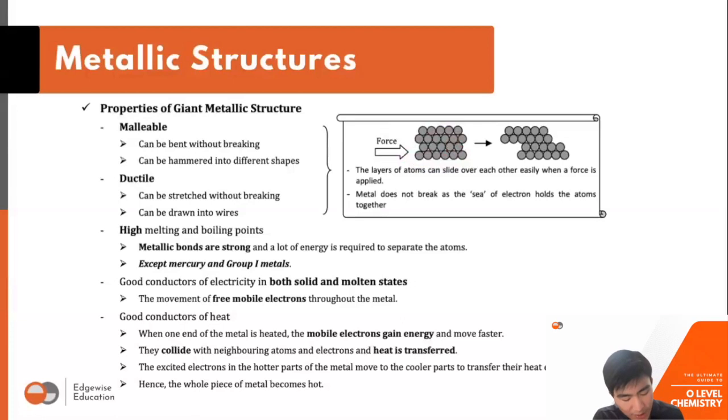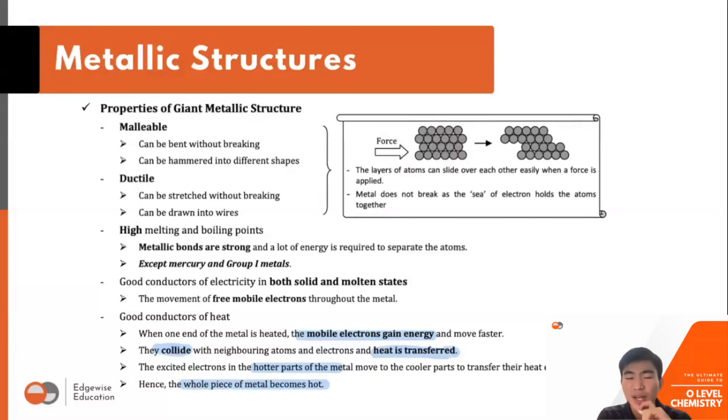Okay? Now, they are good conductors of heat. Why? Because they have a lot of mobile electrons. What happens is that these electrons are going to bump into each other. When they bump into each other, they will transfer heat energy, right? The electrons in one part of the metal will be able to transmit the heat to another part of the metal. So hence the whole piece of metal becomes hot.